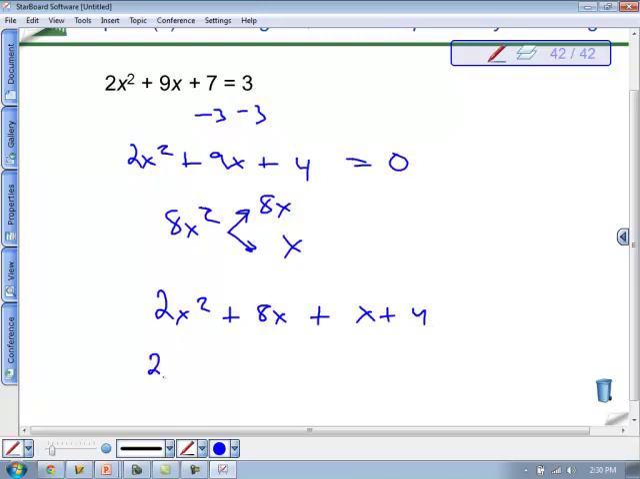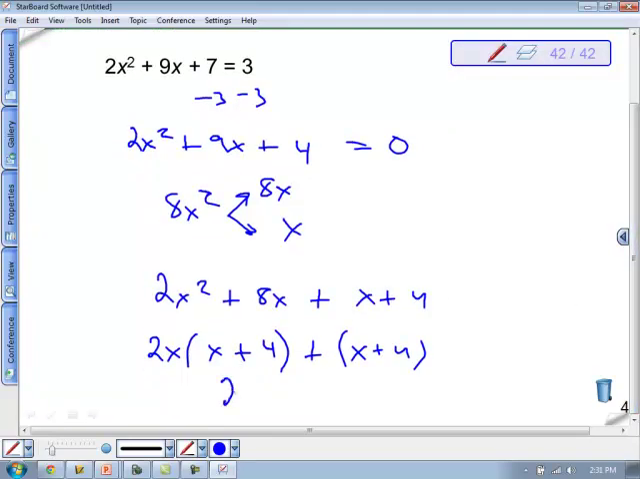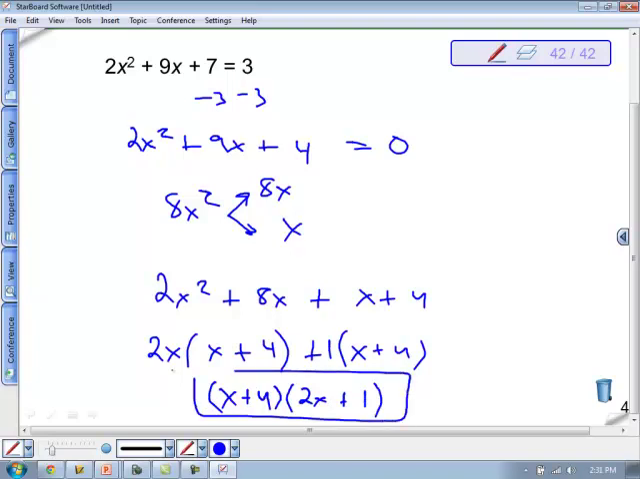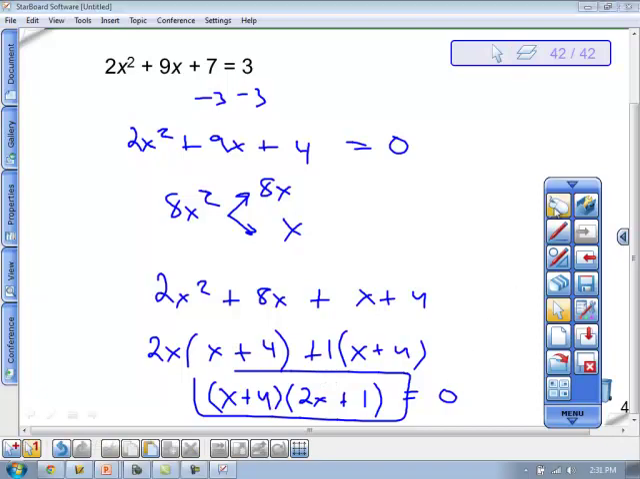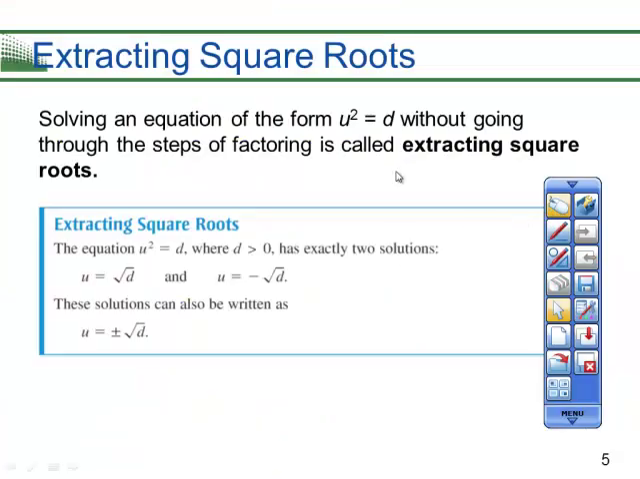So I'm going to pull out a 2x from this, leaving x plus 4. And then I'm going to pull out nothing from the second one. I'll pull out a 1, I guess. And then you can pull out the x plus 4 quantity from both. And you'll have left over the 2x plus, there's a 1 right here. Okay, so that's another way to factor that, factor by grouping. In which case that's still equal to 0, and you can get the same two solutions, negative 1/2 and negative 4.